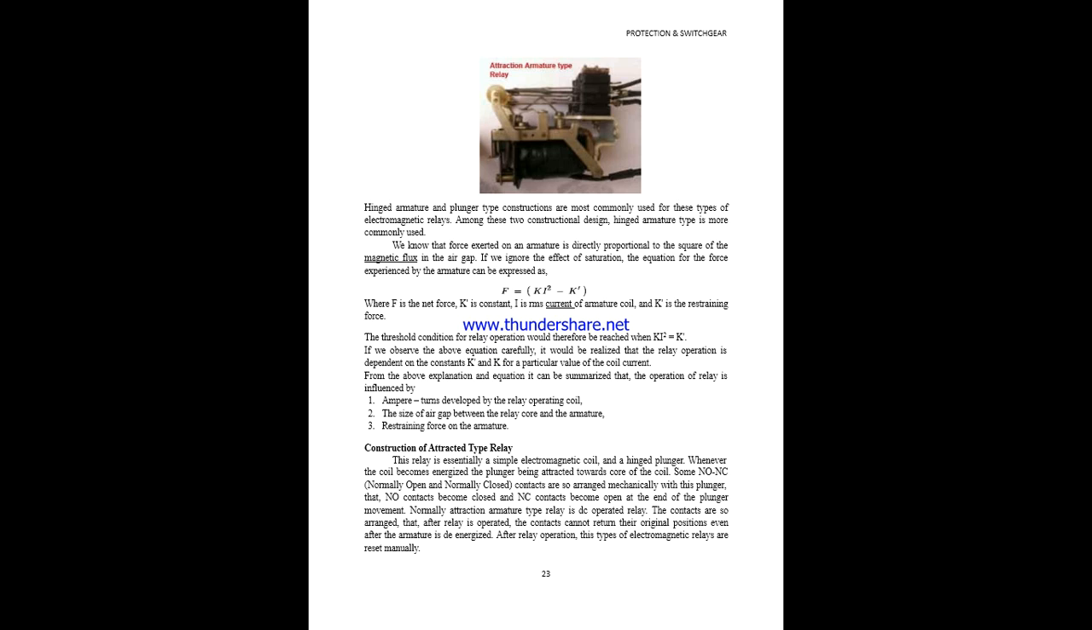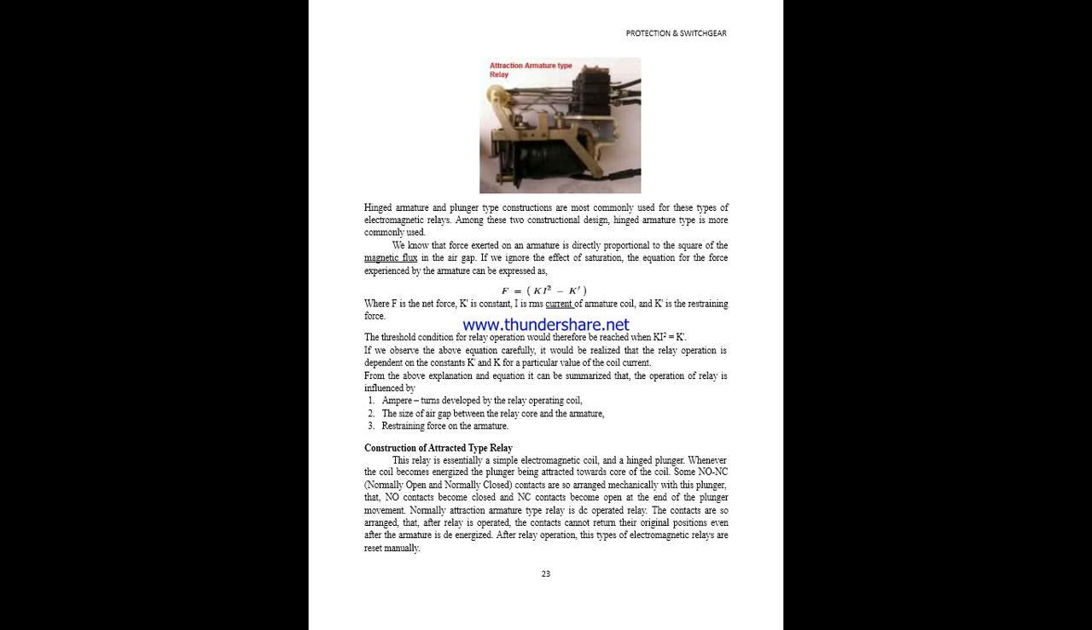This relay is essentially a simple electromagnetic relay with a hinged plunger. Whenever the coil becomes energized, the plunger is attracted towards the core of the coil. Some NO and NC contacts, that is, normally open and normally closed contacts, are arranged mechanically with this plunger. NO contacts become closed and NC contacts become open at the end of the plunger movement.